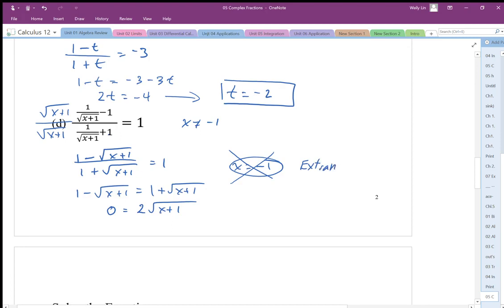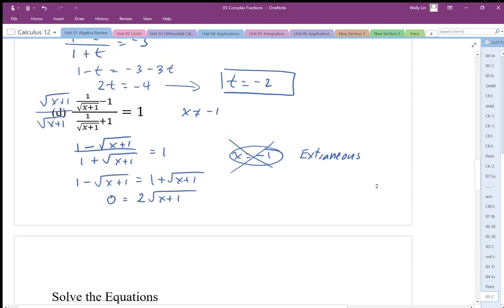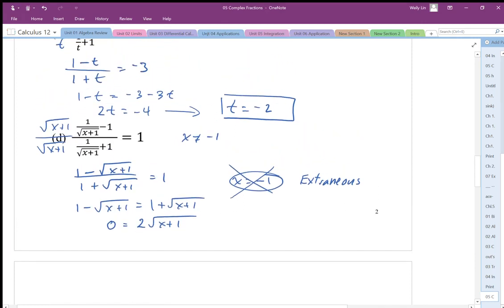Okay, and we can graph some of these, and that will confirm some of these solutions.